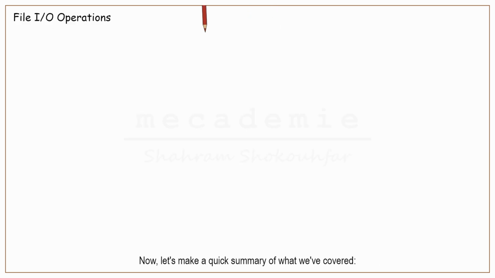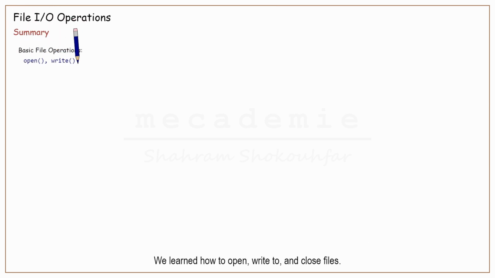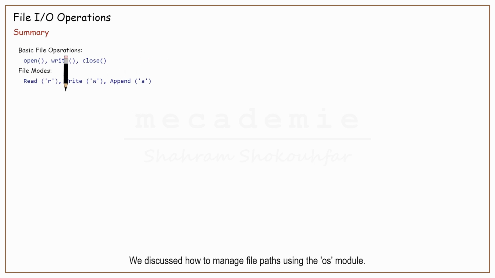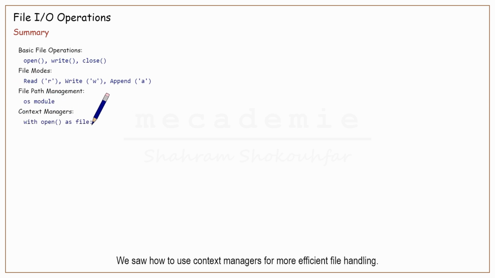Now let's make a quick summary of what we've covered. We learned how to open, write to, and close files. We explored different modes for opening files like read, write, and append. We discussed how to manage file paths using the os module. We saw how to use context managers for more efficient file handling. We learned how to handle errors gracefully when working with files.